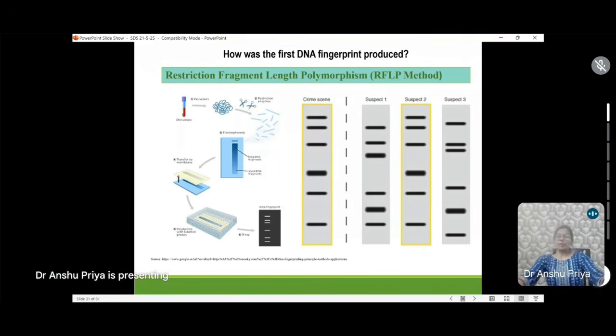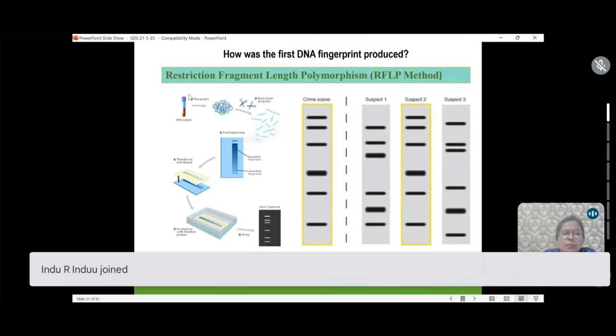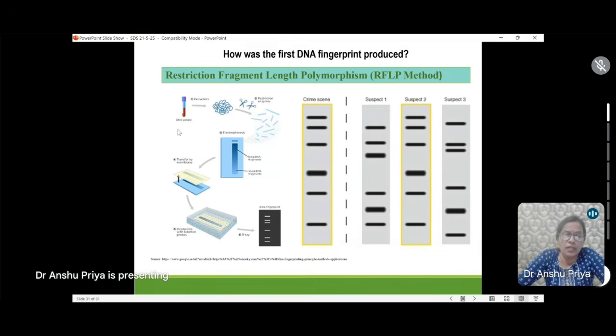Now let's come to DNA fingerprinting after the presumptive test. The first DNA fingerprinting that was produced was the RFLP. If we identify a particular stain as blood, we do the DNA extraction from this blood sample, and after the DNA extraction, we do the restriction digestion. Then we run the DNA fragments on the agarose gel and do the Southern blotting.